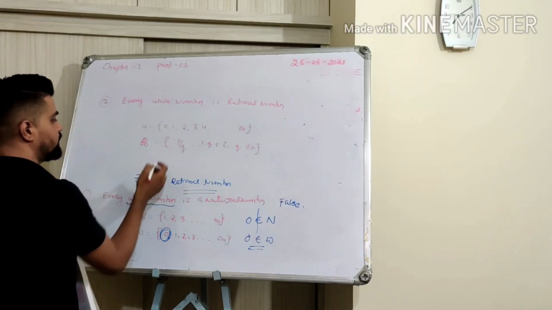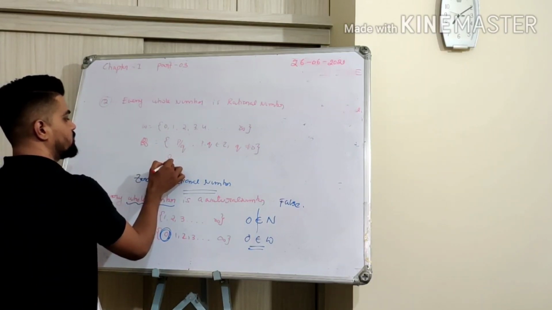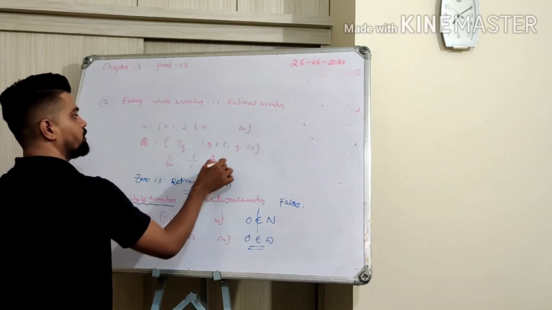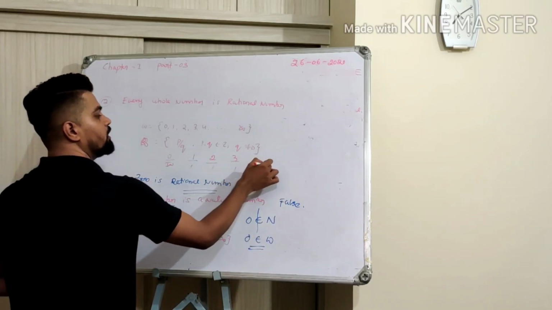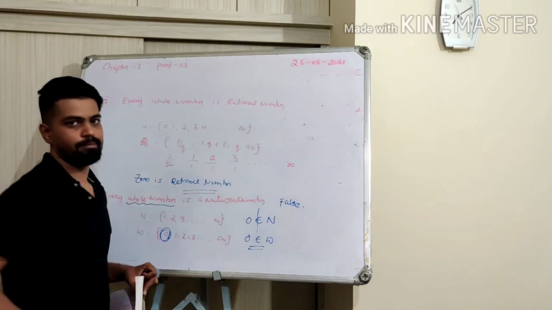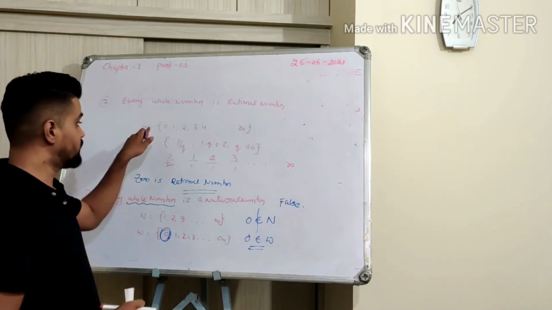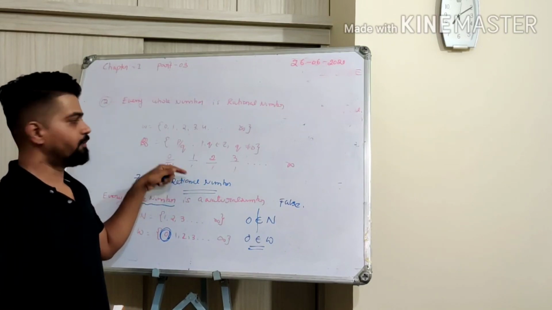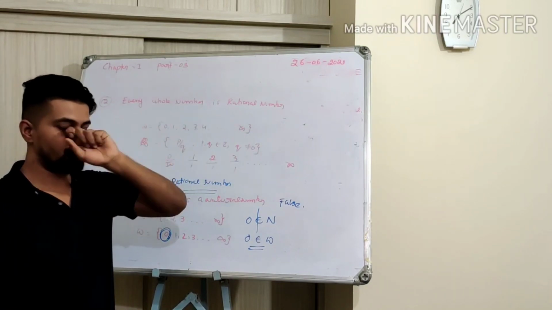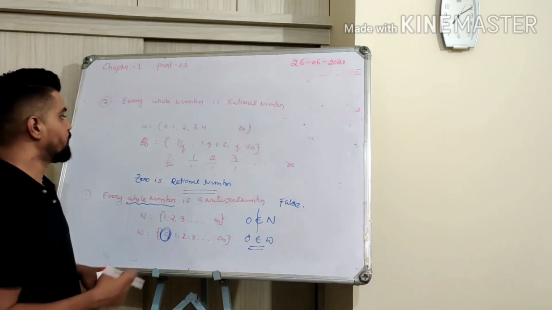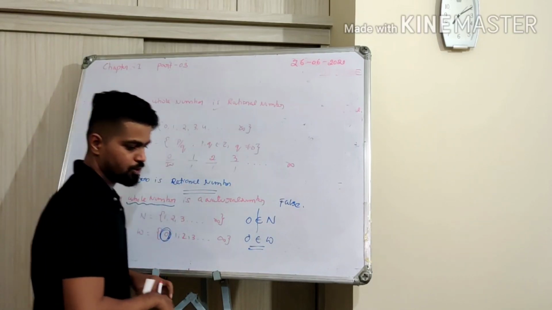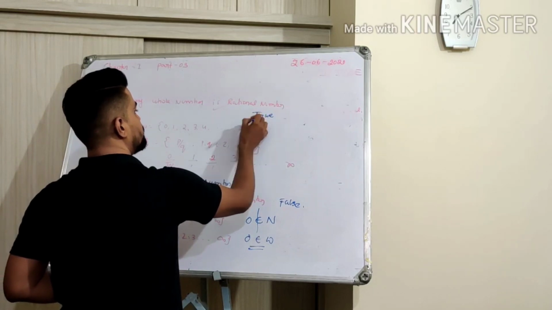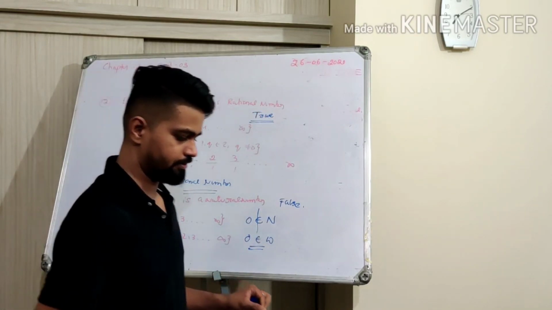So I told you 0 already. 0 can be written as 0 by any integer, right? So 1 can be written as 1 by 1, 2 can be written as 2 by 1, 3 can be written as 3 by 1. Till infinity, every number in the whole number set can be written in the form of P by Q or A by B, where A and B are integers and B is not equal to 0. So that means this statement is true. Every whole number is a rational number.